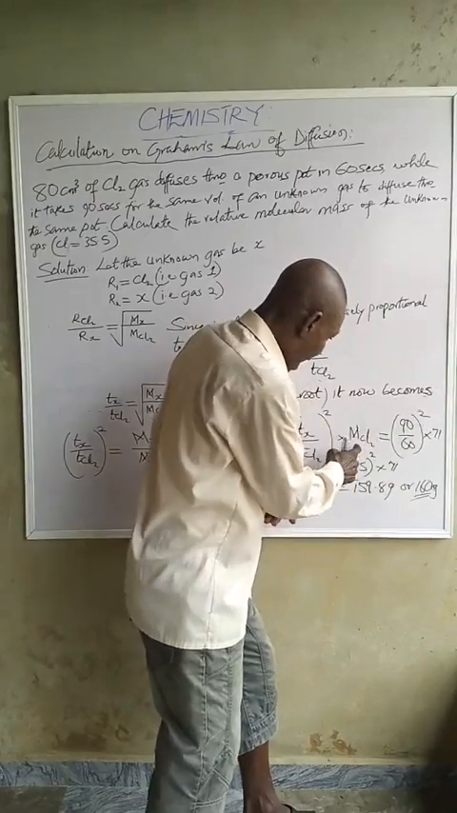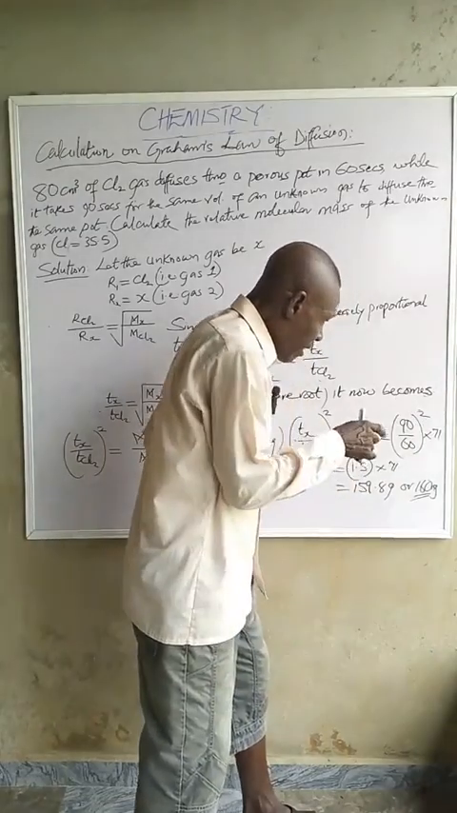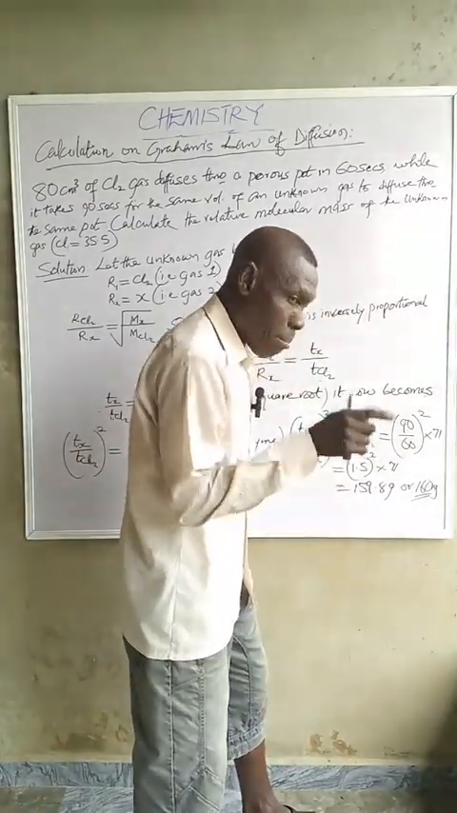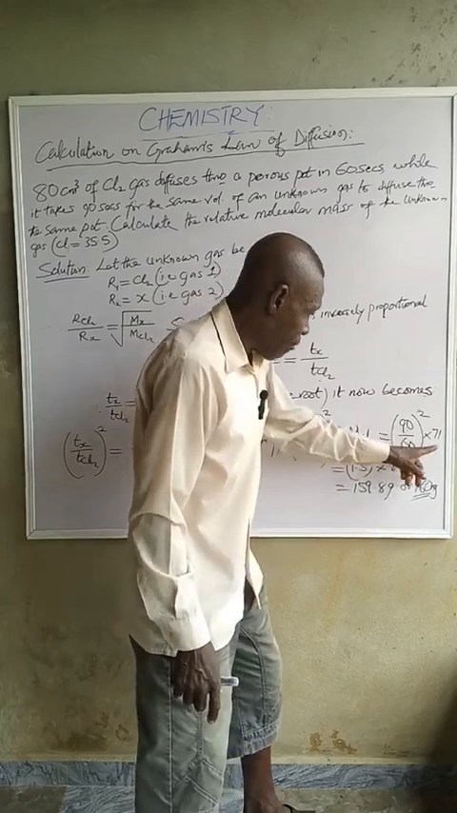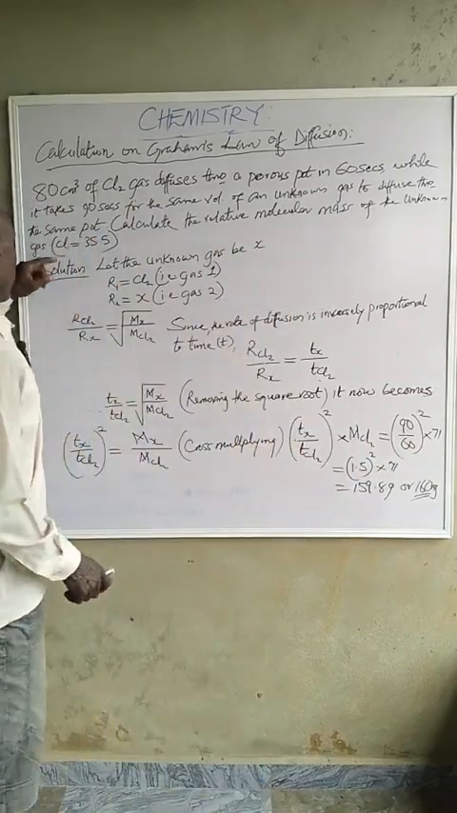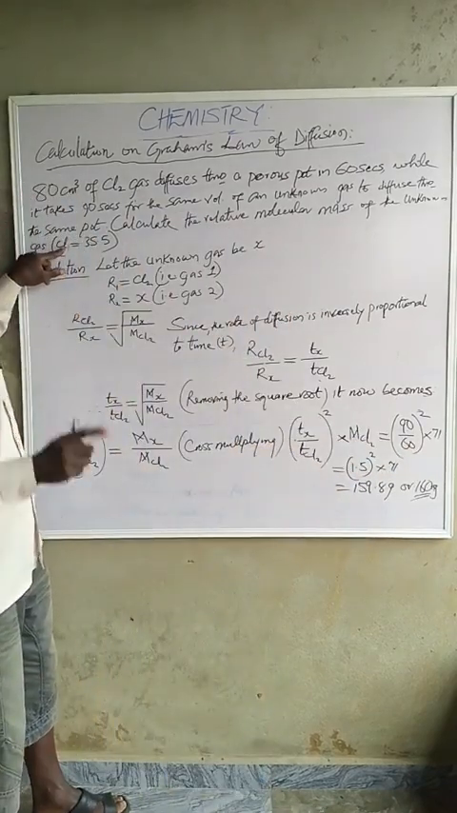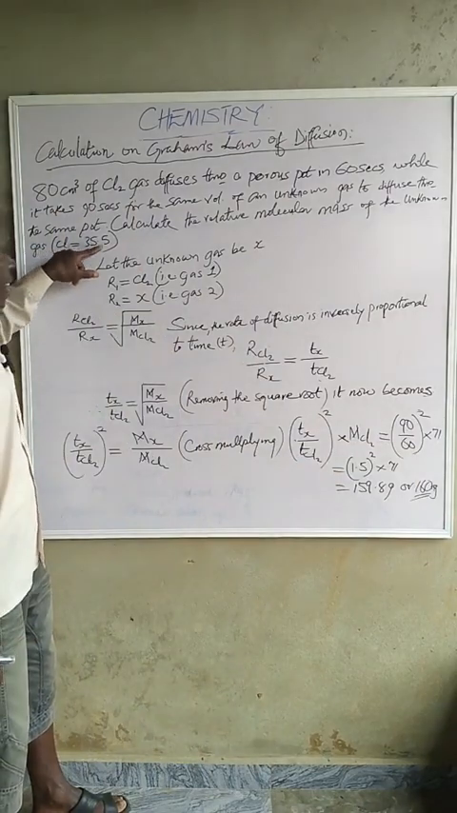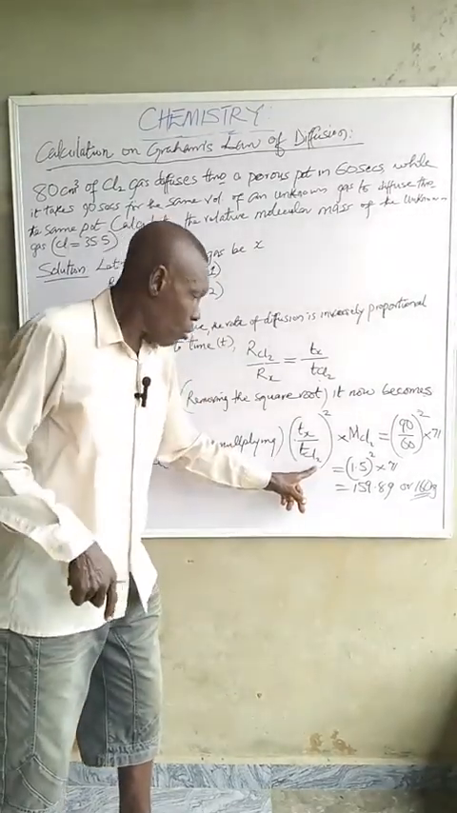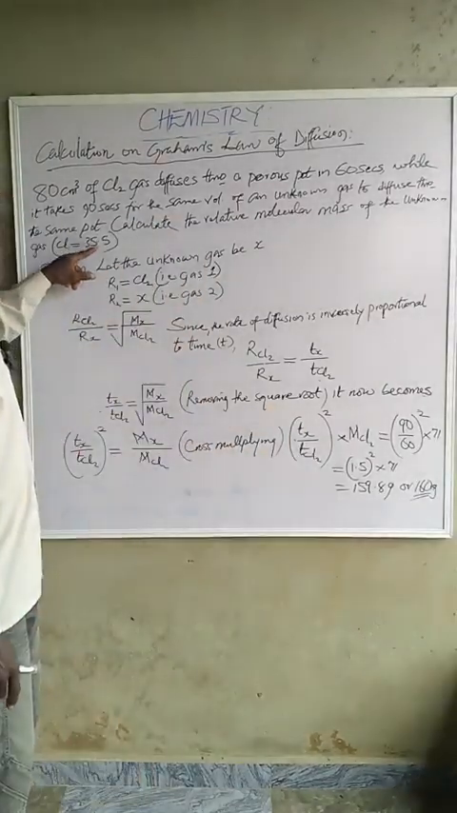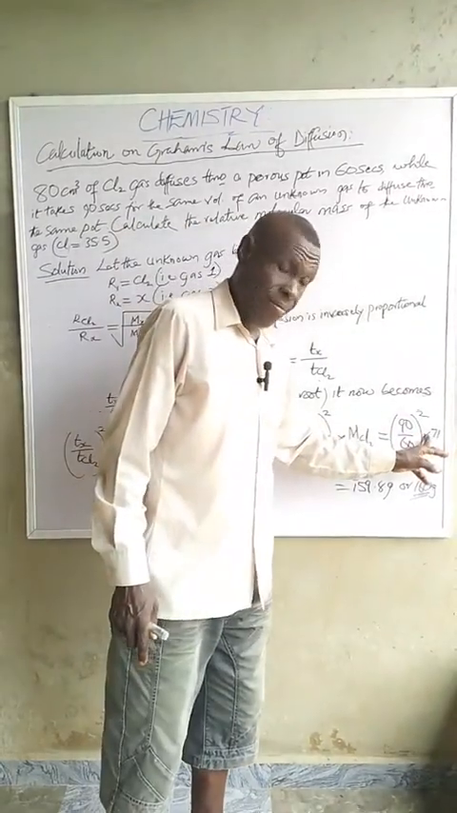Times the relative molecular mass of chlorine. That's what it means here. And why do you get that 71? See it here. Chlorine, one atom, is weighing 35.5 grams. And Cl2, there are two atoms. So 2 times 35.5 will give you 71.